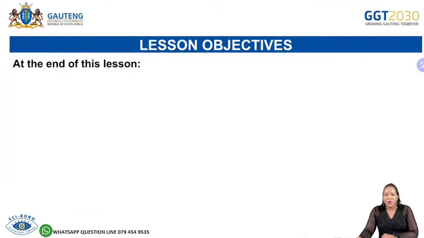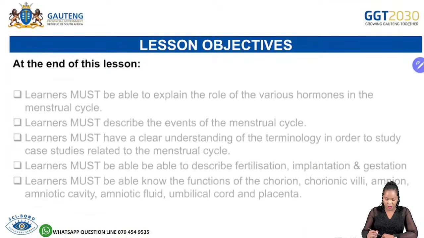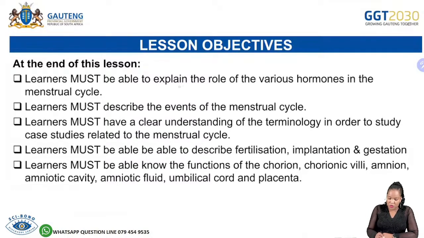So it means you are going to pay attention and trace the objectives so you see whether you are able to know this content or you do not. If you do not, you go to your exam guideline, you ask your teacher, and you also discuss with your peers. But at the end of this lesson, this is what you must know. You must be able to explain the role of various hormones in the menstrual cycle. So there are hormones that are controlling the menstrual cycle process. You need to know those 4 hormones, know them by name, and also know their roles.